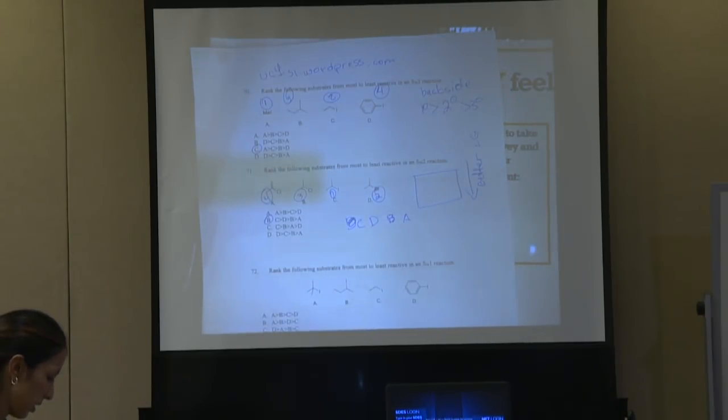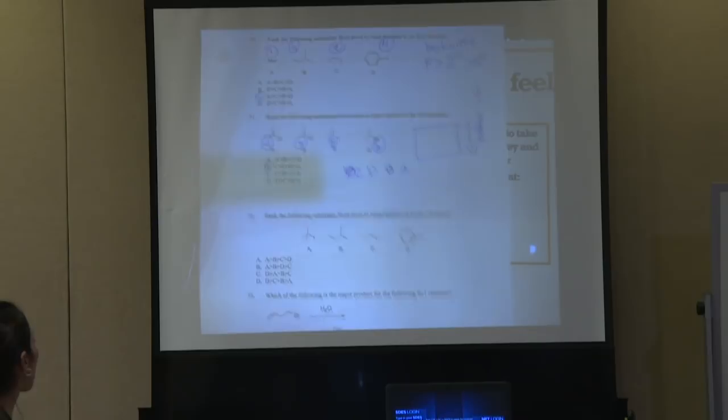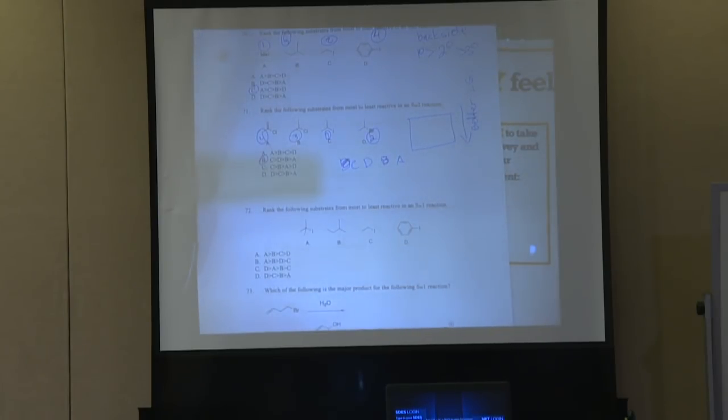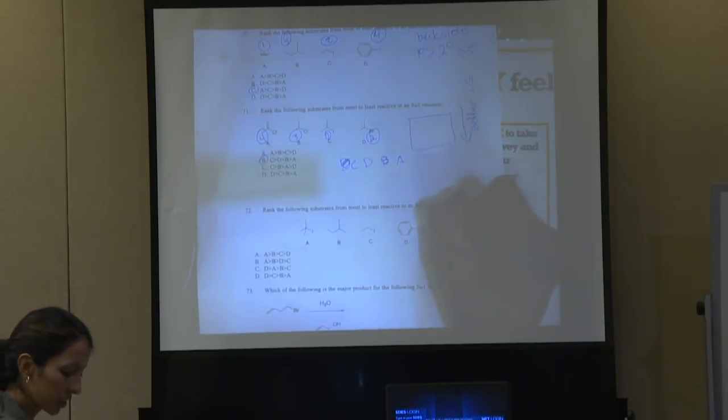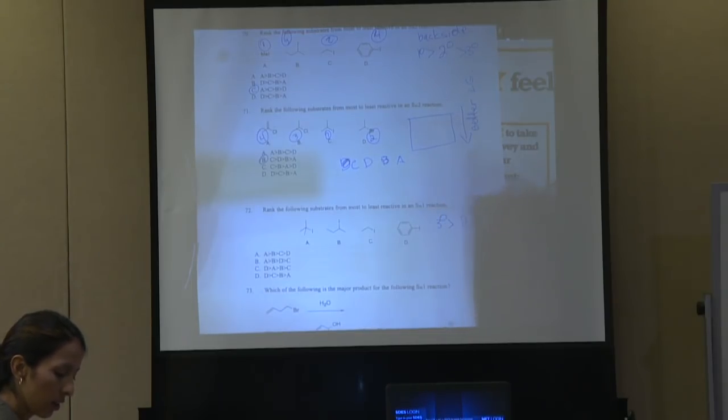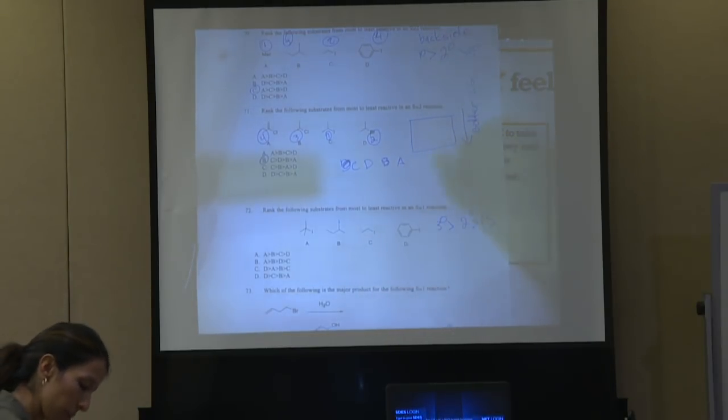All right. So 72. Rank the following substrates from most to least reactive in an SN1 reaction. The opposite trend of SN2. So what is that? No. Aryl group is still bad. That was last in the SN2. Aryl is just bad in general. So then tertiary is favored. So tertiary is favored over what? Over methyl.